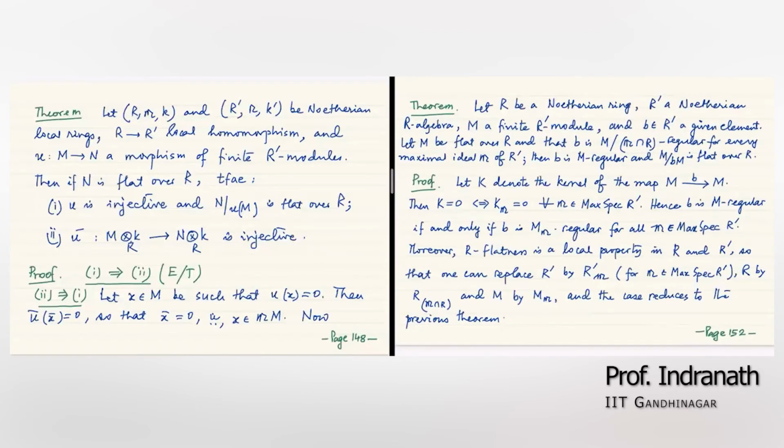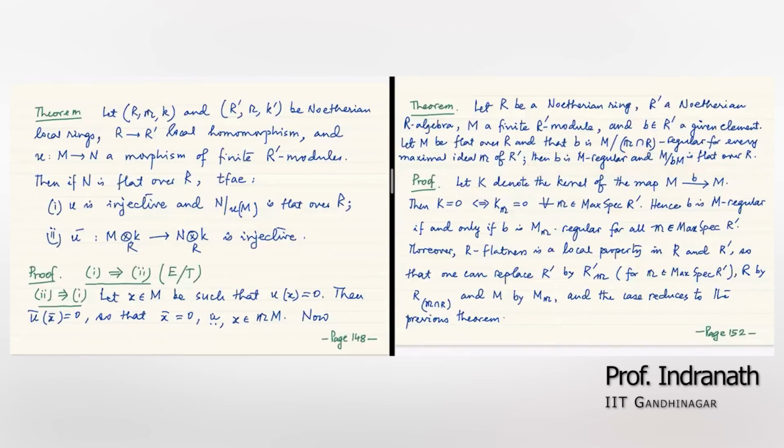look at this. So you have a Noetherian ring R, and you have a Noetherian R algebra R dash, and M is a finite R dash module. Suppose you have an element b in R dash. Now, if M is flat over R, and b is regular for M mod m intersection R, for every maximal ideal m of R dash, you know what this means. By this we mean the contraction. Then b is M regular, and M mod bM is flat over R.